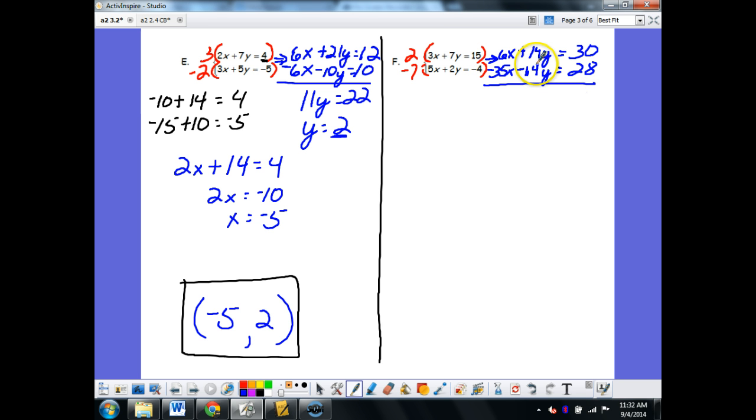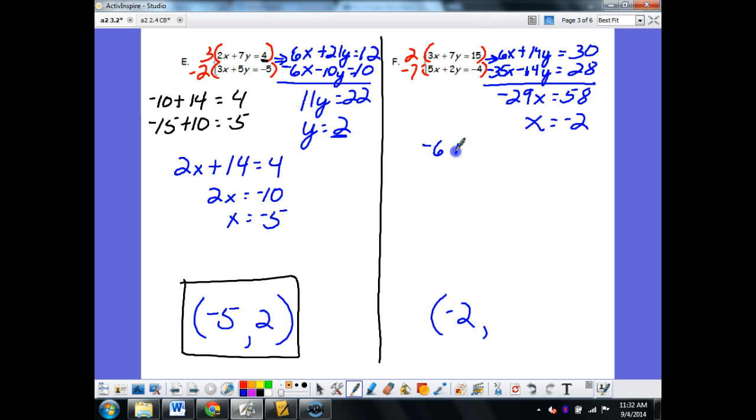Now when I add these two equations together, the y's get eliminated. 6x and negative 35x is negative 29x is equal to 58. And then x is equal to negative 2. Again, that is the x-coordinate of the point of intersection of these two lines. I'm going to put that into one of these two. I'm going to choose the top one.